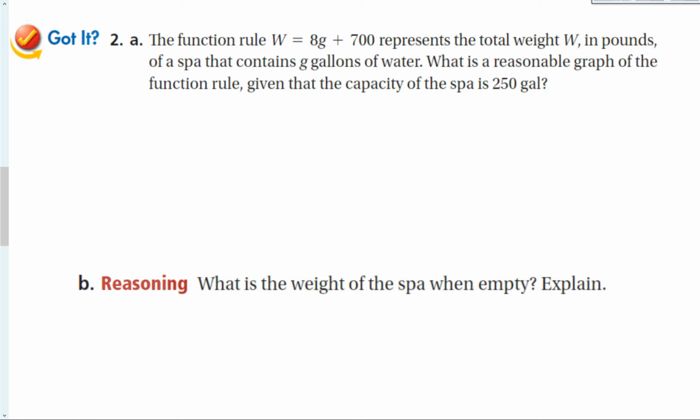Okay, when there's no gallons of water, the weight of the spa will be 700 pounds, and when we fill it up to 250 gallons, it will be 2,700 pounds. So going up by 500 would give us a nice range. It'll cover off the whole range of the thing. And that's what I said. The weight at 0. Let's do this. If g is equal to 0, then the weight is equal to 700. Right? Because we plug 0 in there, we get 700.